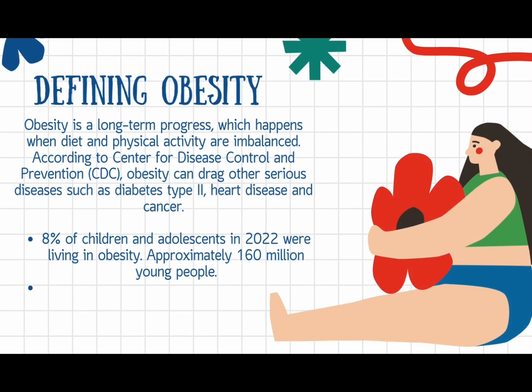Moving on to the definition of obesity. Obesity is a long-term progress that tends to happen when a person has no balance in their diet and physical activity, the number of calories taken exceeding the number of calories they should burn. According to the Centers for Disease Control and Prevention, CDC, obesity can lead to other serious diseases such as diabetes type 2, heart disease, and cancer. And of course, statistics from WHO stated that 8% of children and adolescents in 2022 were living with obesity. Approximately 160 million young people were affected.